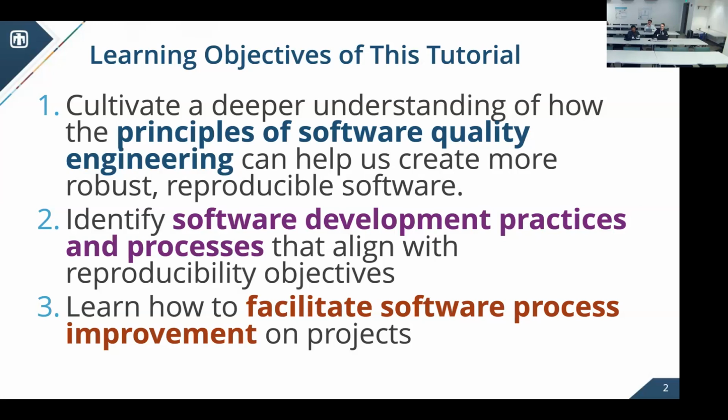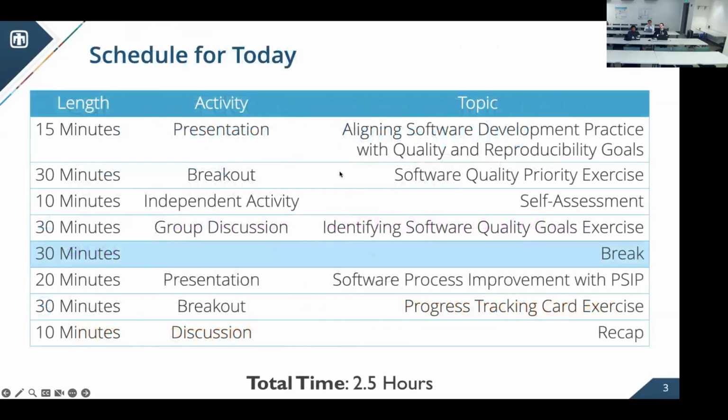And then the second part is to identify software development practices and processes that align with the reproducibility objectives that you may have or that the teams you work with may have. And finally, you'll be learning how to facilitate software process improvement on projects. We'll go through some of the material on how we do facilitate software process improvement and look at that with reproducibility in mind.